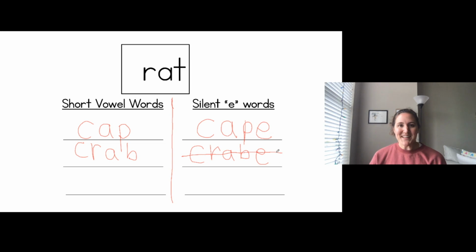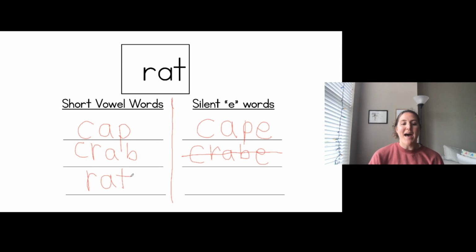All right, here's our next one. Does that end in a consonant or does it end in our silent E? Yeah, it ends in a consonant. So we'll say the short vowel sound. Tap it out. A, t, rat. Okay, write it under the short vowel words.